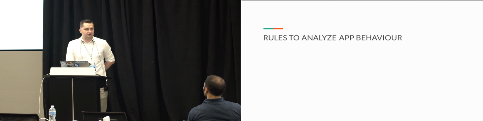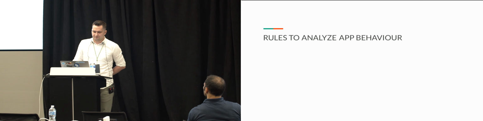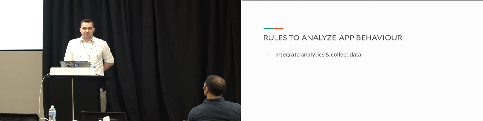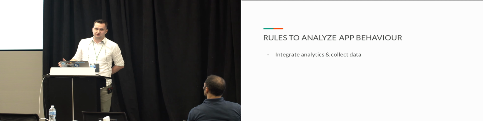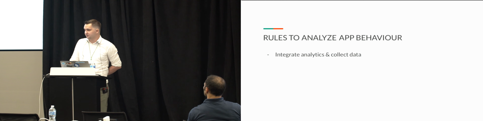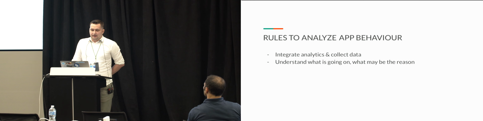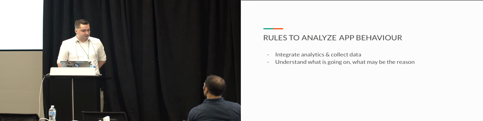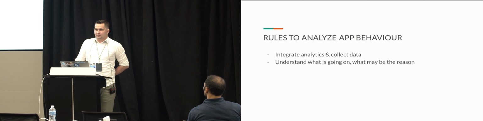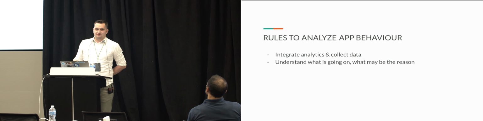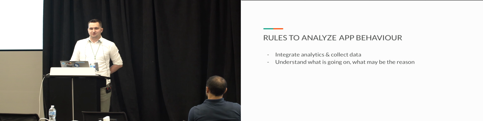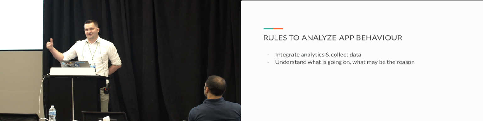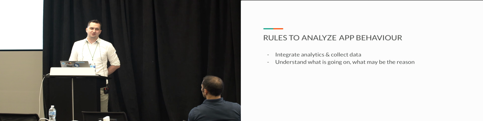So let's define rules to analyze the app behavior. Just integrate analytics and collect data. It is obvious, but sometimes developers are not doing it at all. Another thing is to understand what is going on and what might be the reason. It is the hardest thing. It's necessary to think about it or reserve time for that in your sprints, and managers don't like that, but it's necessary to do it.